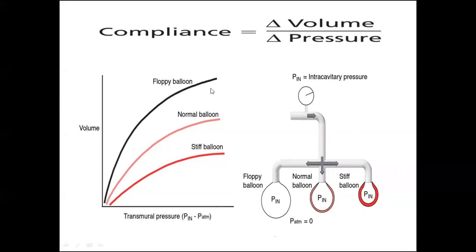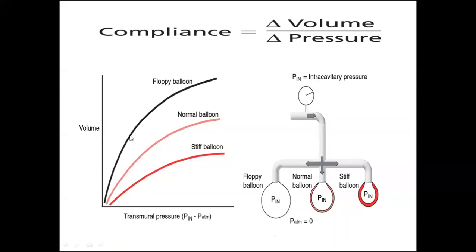So if you have a low compliant lung, you need to give more pressure to generate the same tidal volume. And if you have a highly compliant lung, you need to give less pressure to generate the same volume. So this is very important.